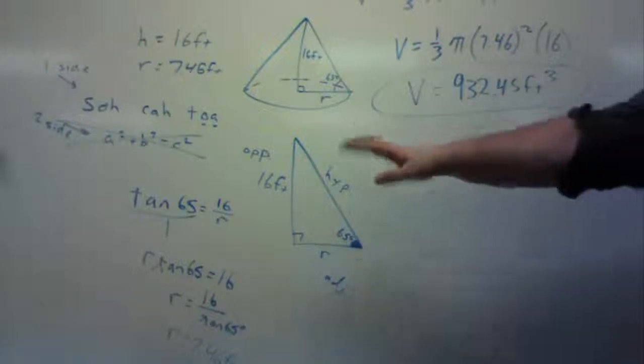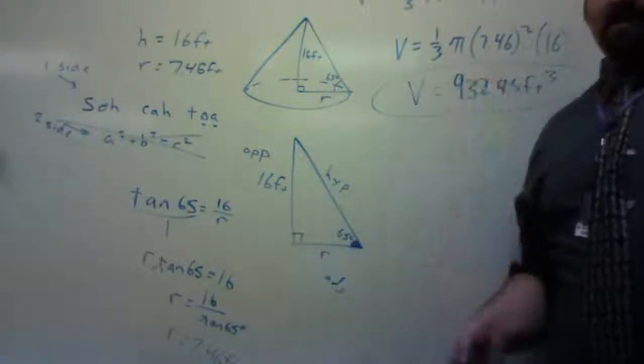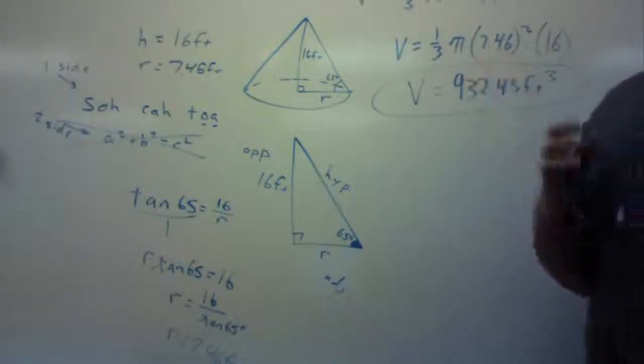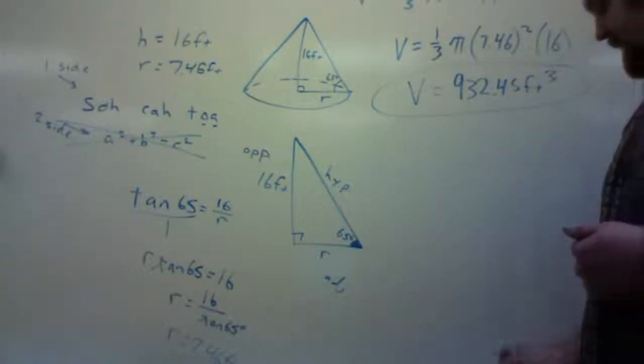Yeah, we might have to do problems like this before where sine, cosine, tangent, a squared plus b squared equals c squared, to find R, to find H. So that way I can solve for the problem.